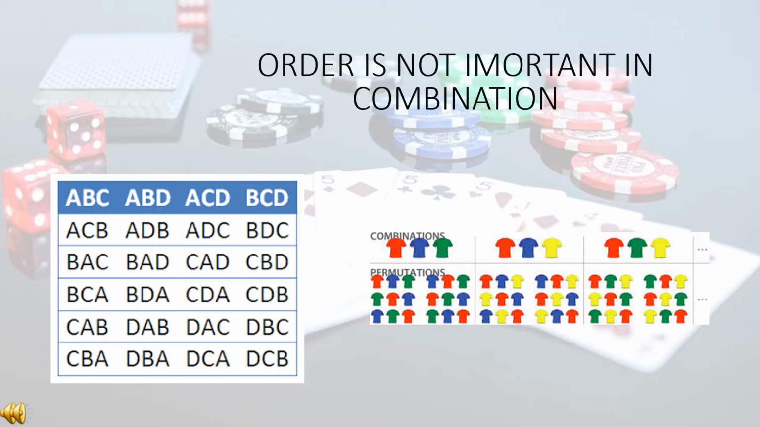Suppose out of given four alphabets A, B, C, D, we have to make a three lettered word. So by permutation, if we solve, it will give all 24 options from which we can make that three lettered word. Here you can see ABC, ACB, BAC, first column of the image, CAB, CBA, all will be included in permutation. But in combination, all these first row combinations will be treated as one option, ABC.